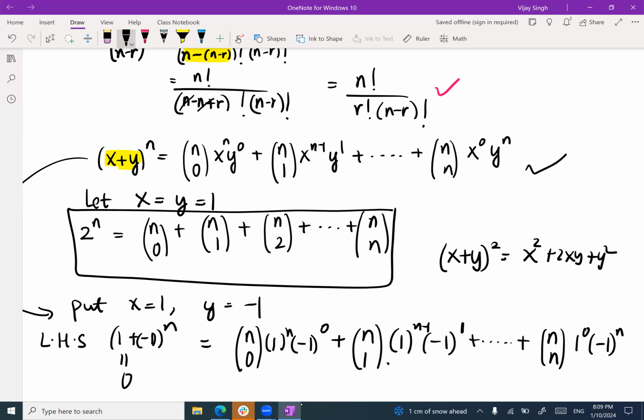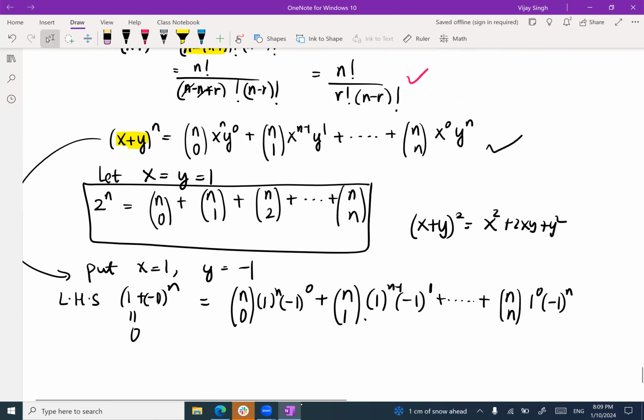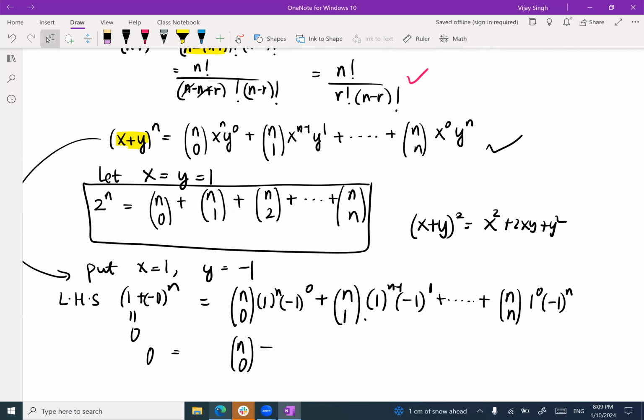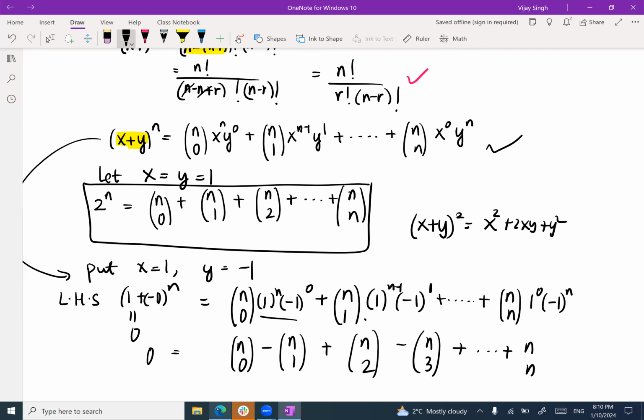That's all. So this gives me another identity, which is what? 0 equals n choose 0. 1 to the power n, I can just simply ignore, right? It is a -1, which is something I have to be careful about. Plus, or I can write now, this is 1. This is going to be what? Minus n choose 1. Then it will alternate. n choose 2, minus n choose 3, all the way till n choose n. We don't know what n is, odd or even, so it's going to be -1 to the power n. Simply leave it there. So this is another binomial identity.